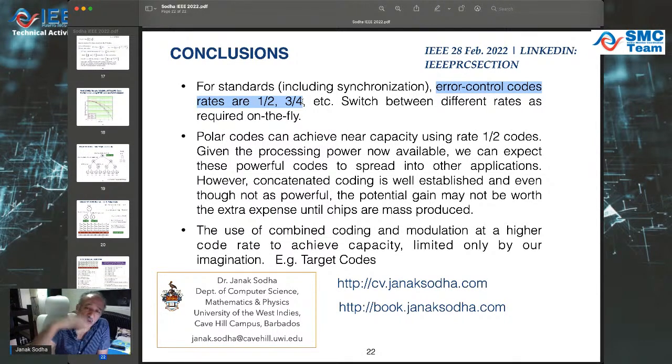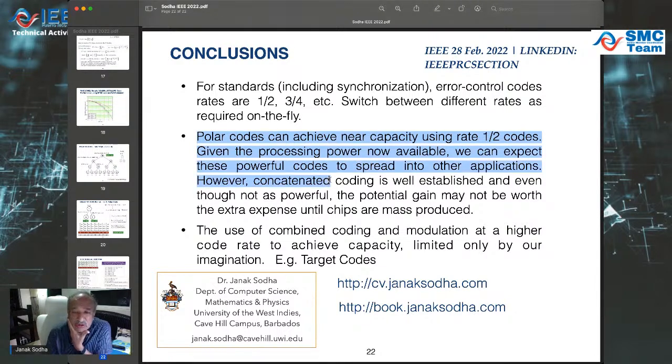So even though we could be operating in the upper regions of Shannon's promise, we typically end up at the rate half level. That doesn't mean that we won't end up using more bandwidth efficient, high performance error control codes, but for now we're high bandwidth but very powerful codes. So we're sitting at the lower end of Shannon's curve. Polar codes can achieve near capacity using rate half codes, and given the processing power now available, we can most certainly expect these codes to spread into other applications.